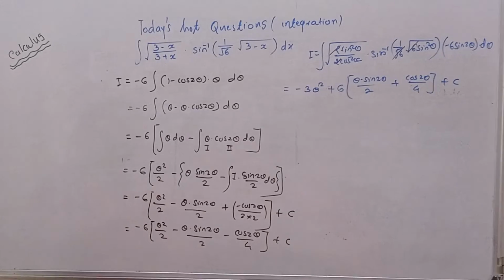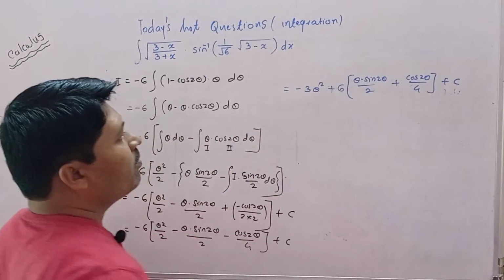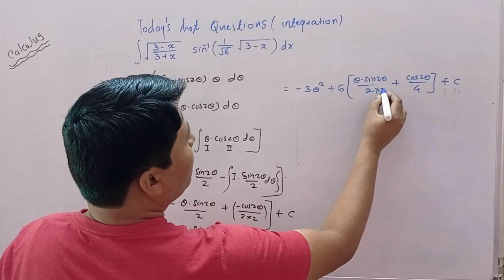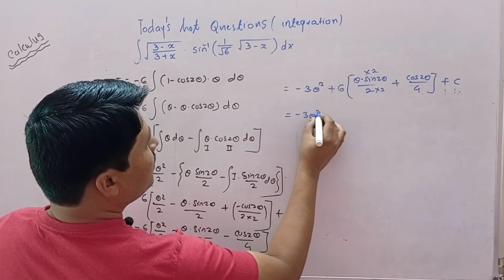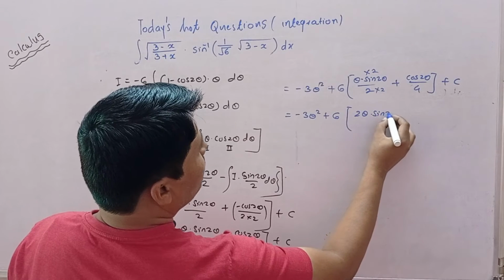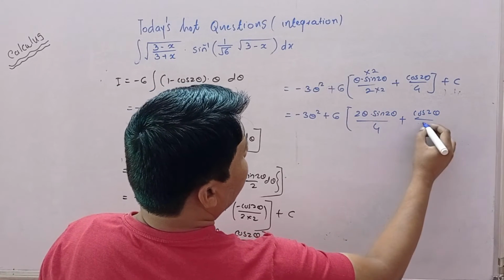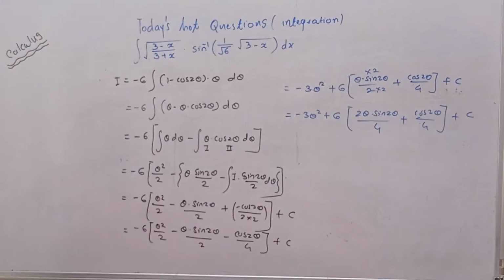Plus the constant of integration. Now again, in simplifying, we observe the 4, so multiplying by 2 into 2, we get minus 3 theta squared plus 6, and this is 2 theta into sin 2 theta divided by 4, plus cos 2 theta divided by 4, and plus the constant of integration. Now back substitute.